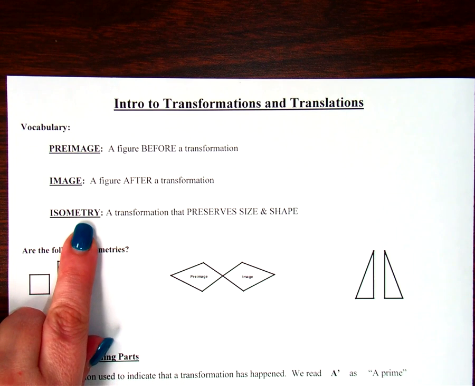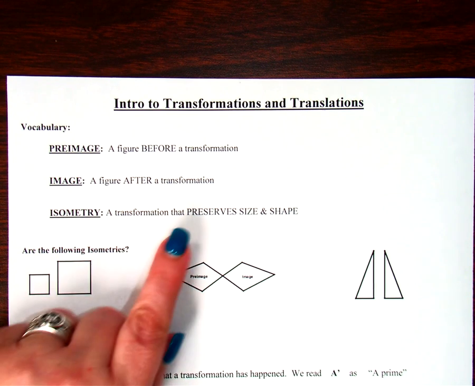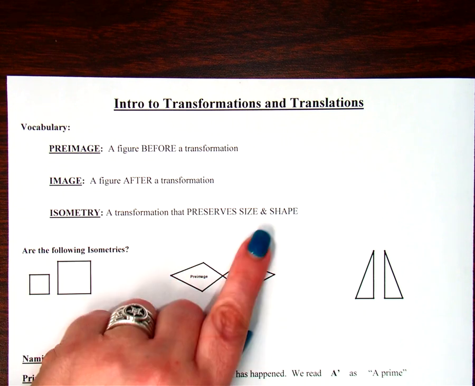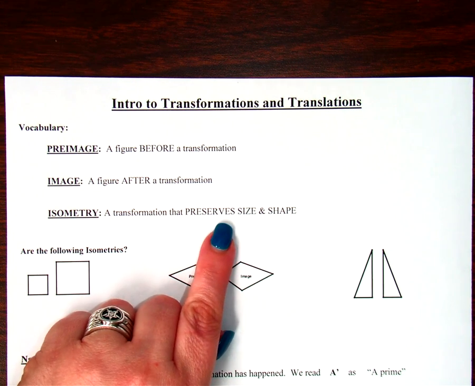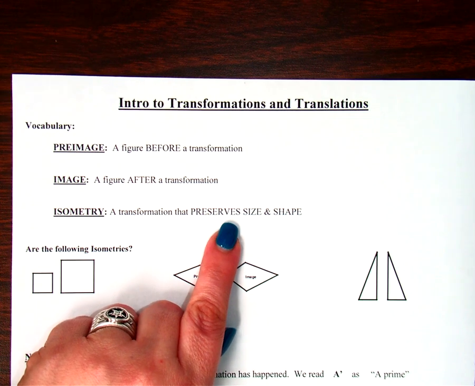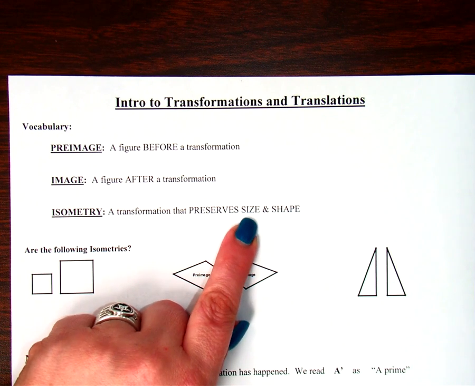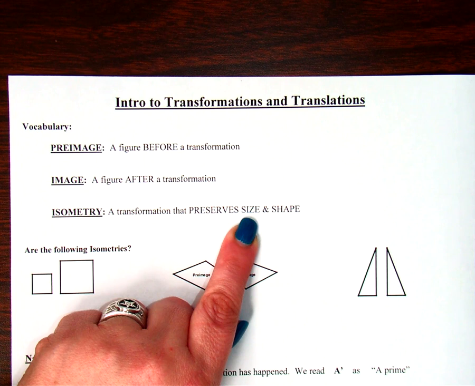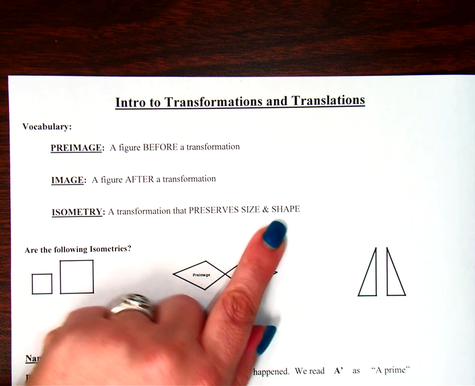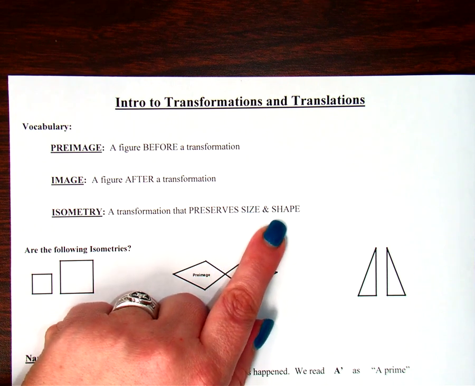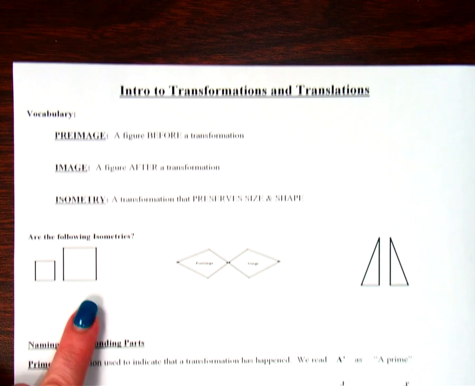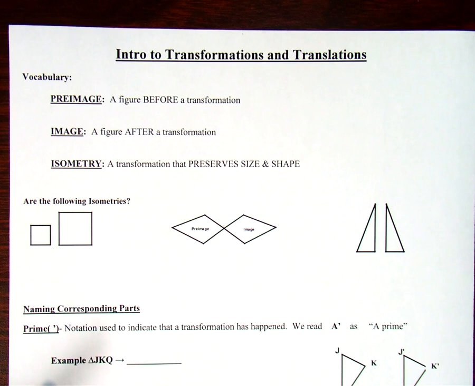Okay? An isometry is a transformation that preserves size and shape. So once you've done your transformation to your figure, it's still going to be the same size. It won't have gotten bigger or smaller. And it's still going to be the same shape, meaning it won't stretch out or squish in. Okay? So when I look at my examples, it says, are the following isometries?